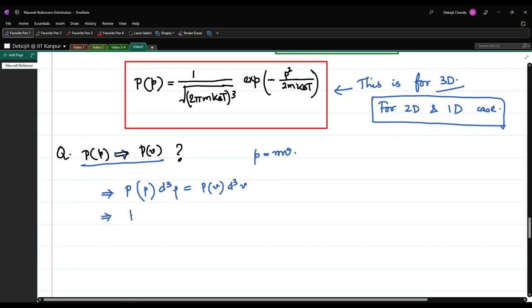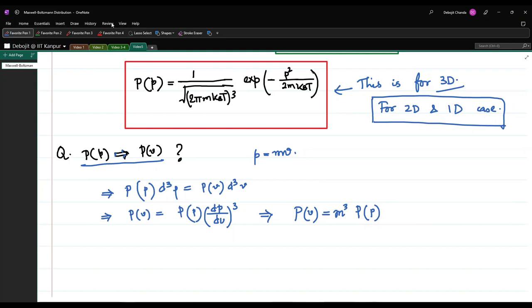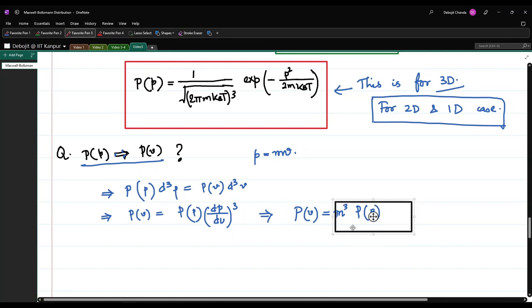Or P of v is P of p times dp over dv whole cube, which implies P of v is m cube times P of p. So let me box out this result.